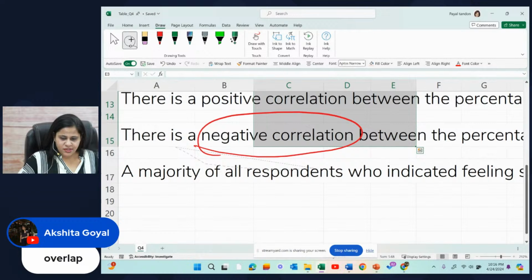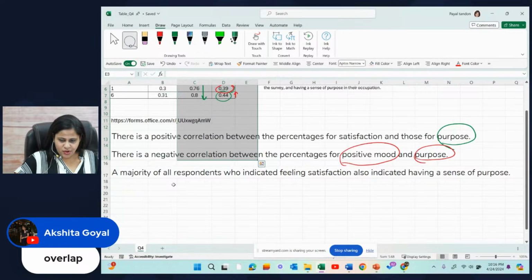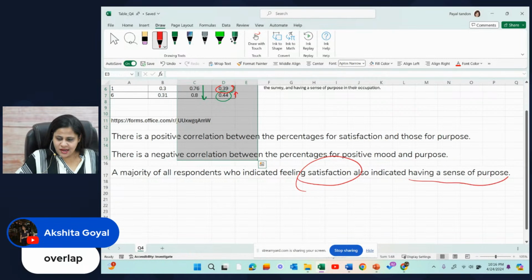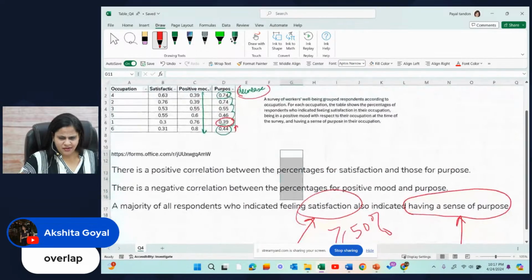Okay, so this is also yes. All right, so now let's take a look at the last statement. The majority of all respondents who indicated feeling satisfaction also indicated having a sense of purpose. Now, tell me something. What is this statement saying? Majority of all respondents. So, more than 50% of all the people who were satisfied also indicated having a sense of purpose. Let me understand this.